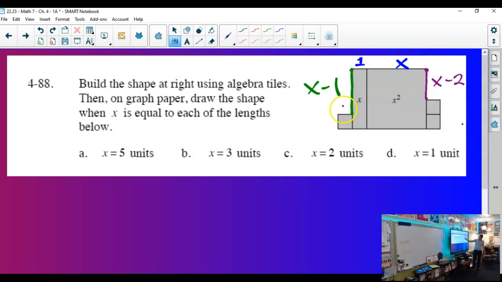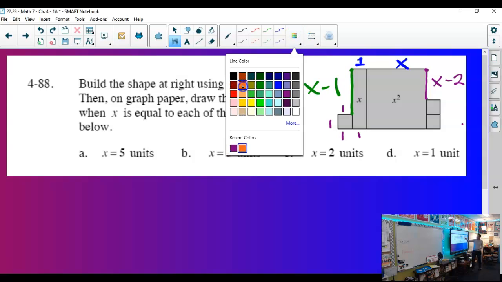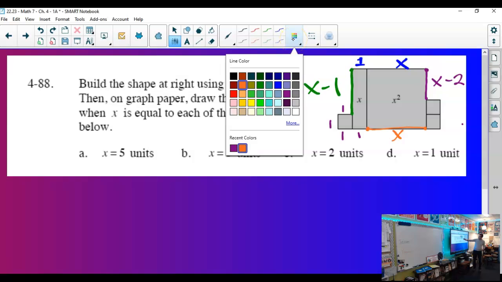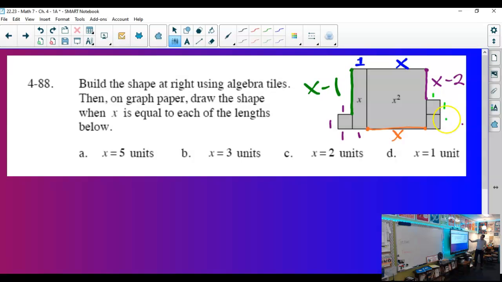I'm going to switch back to purple since I'm so far away from my other purple. Wait, what about the bottom of the x? 1. Also 1. And then under the x squared, it would be just x. Ah, this length across the bottom. I guess I'll switch to orange. This is x, because we know the edge of x squared tiles is x. And then, running out of colors, we got a 1, and a 1, and a 1, and a 1.